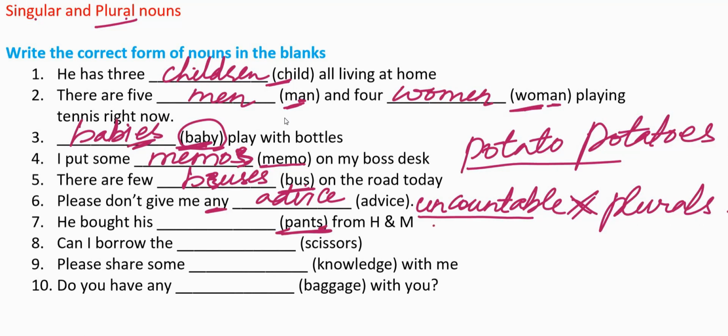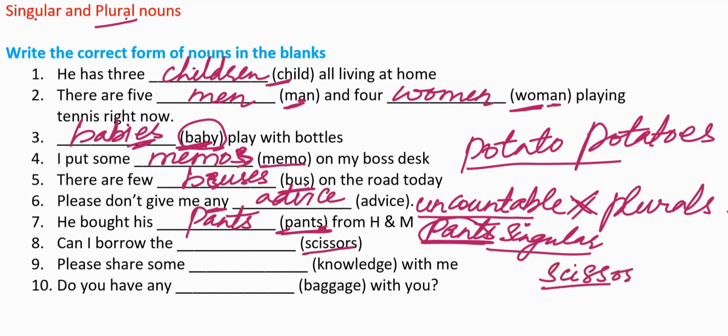The writing itself, you add S and write it. So pants is always plural, but it's a rule in English that you have to write pants and not pant. So, he bought his pants. Can I borrow the scissors again? It is not written as scissor. Scissors is of course countable, but it is always written as scissors. S is added. You cannot write scissor. It's just a rule, a crazy rule.